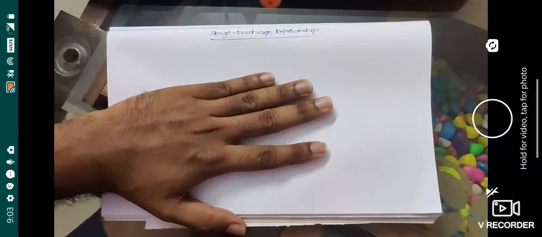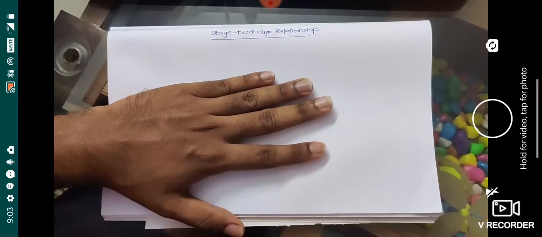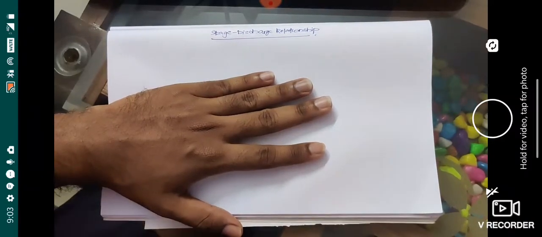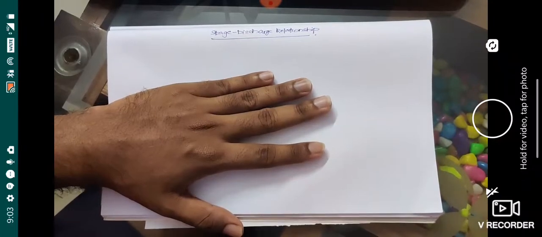Hi dear all. In this video today we'll be discussing the stage discharge relationship. You all might know about the stage discharge relationship already because you have studied it in your previous semester. The stage means the depth of water in a particular section of the channel, and discharge is the volume of water that is passing through the section per unit time. So there's a relation between stage and discharge.